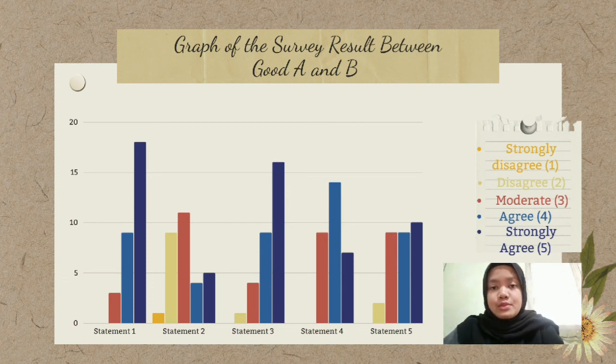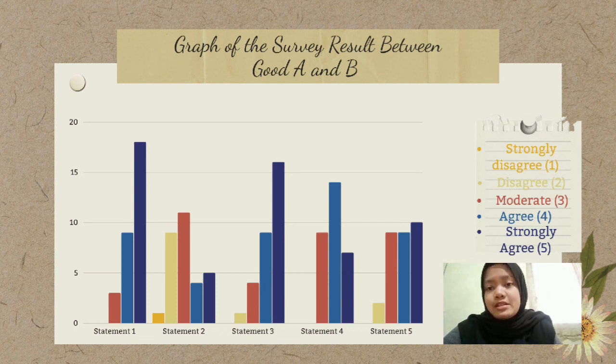For the third statement, the respondents who stand strongly agree are 16 out of 30 respondents, representing 53.33% of the sample, the highest percentage, while the respondents who stand disagree is 1 respondent, representing 3.33%, the lowest percentage for the third statement. The respondents who answered agree and moderate are 9 respondents, 30%, and 4 respondents, 13.33% respectively.